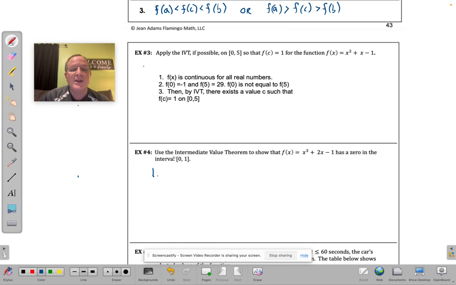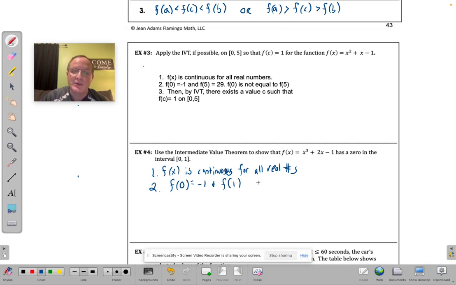So number 1. Again, f of x is continuous for all real numbers. Number 2: f of 0 is equal to negative 1, and f of 1 is equal to what? 3 minus 1, which is 2. So f of 1 is equal to 2.